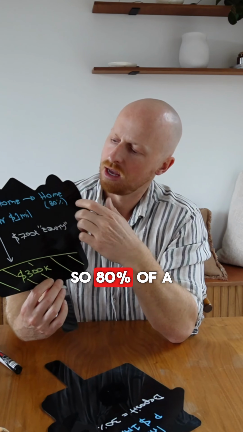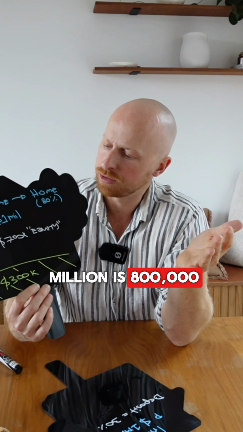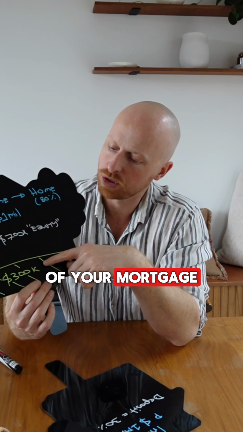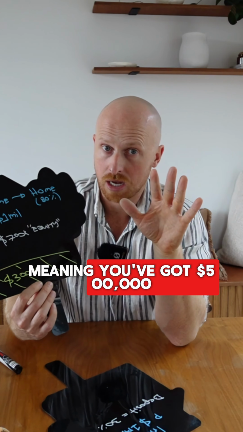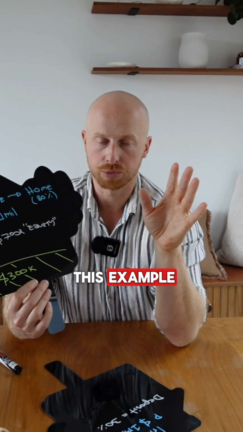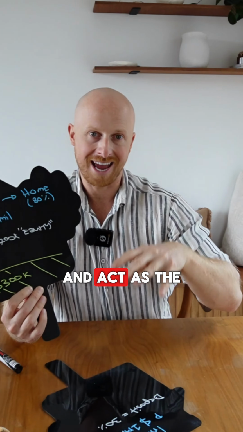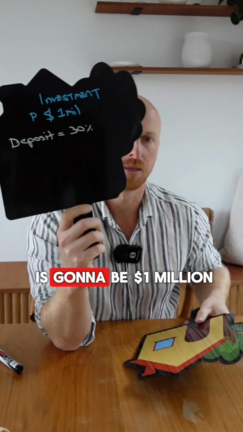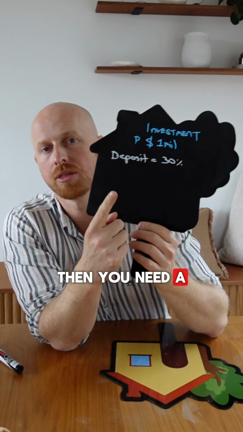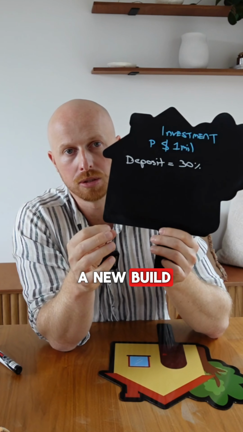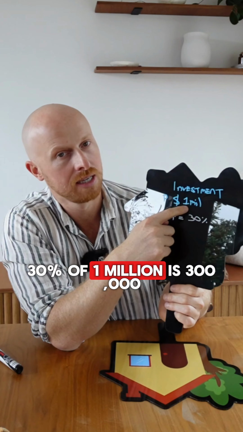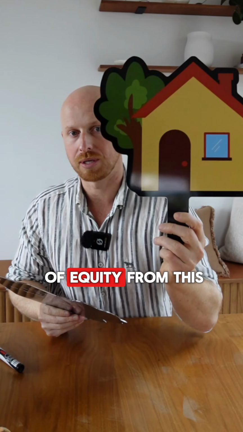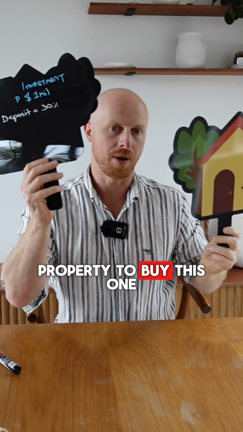So 80% of $1 million is $800,000, which means you subtract the $300,000 that you've already got on your mortgage, meaning you've got $500,000 of usable equity in this example to buy your investment property and act as the deposit. If your investment property is going to be $1 million, then you need a 30% deposit unless it's a new build. 30% of 1 million is $300,000. So we need $300,000 of equity from this property to buy this one.